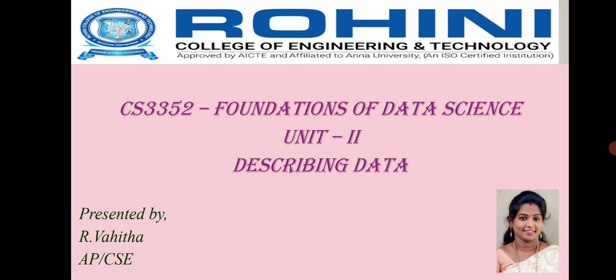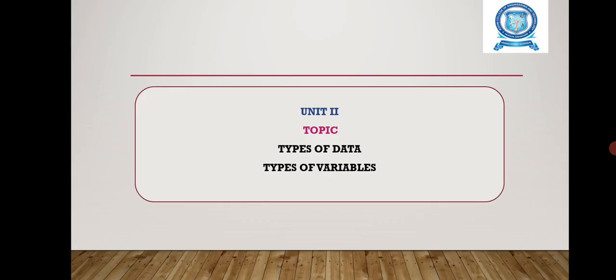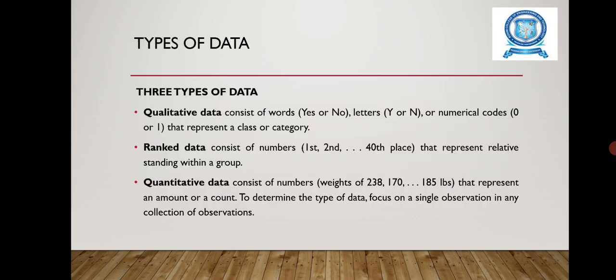I'm here to discuss a few topics about the subject CS3352 Foundations of Data Science. We are going to describe something about the data, that is the types of data and types of variables. First, let us see what are the types of data. We have three types of data: qualitative data, rank data, and quantitative data.